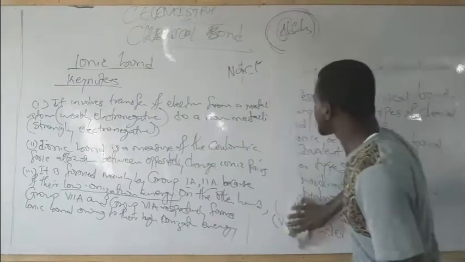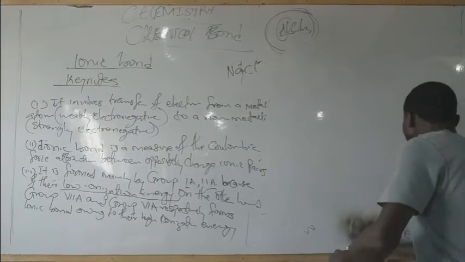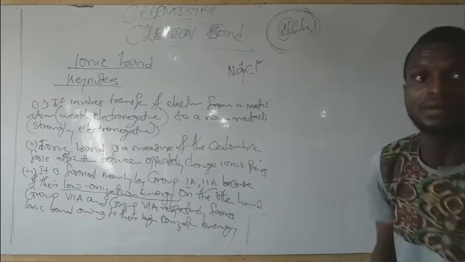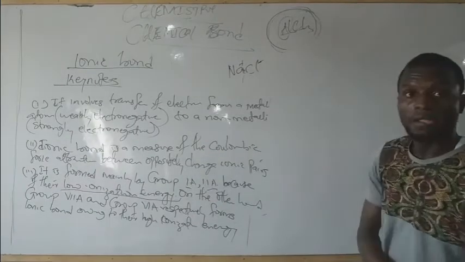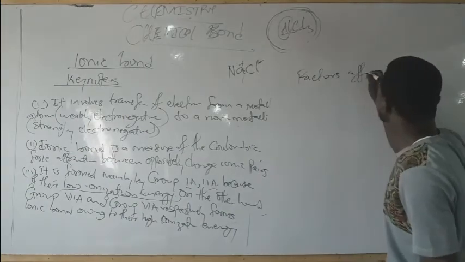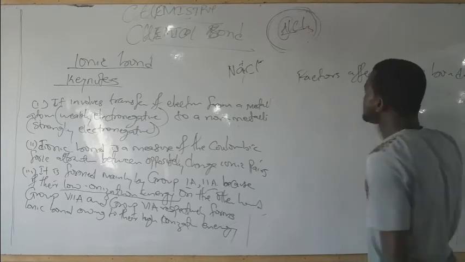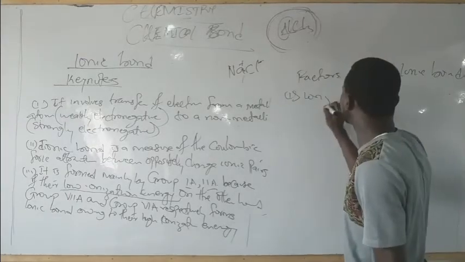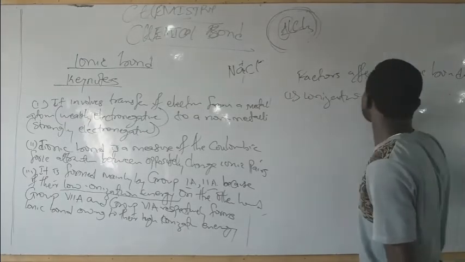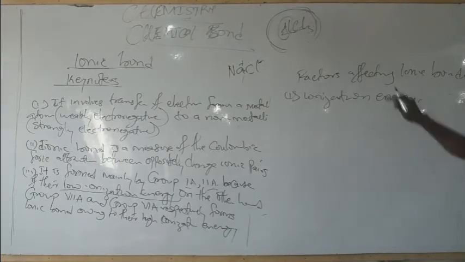And just to summarize that, we now have the factors affecting ionic bonding. So quickly, we take a quick run through of that. Now number one factor is ionization energy. This is one factor that determines ionic bonding.